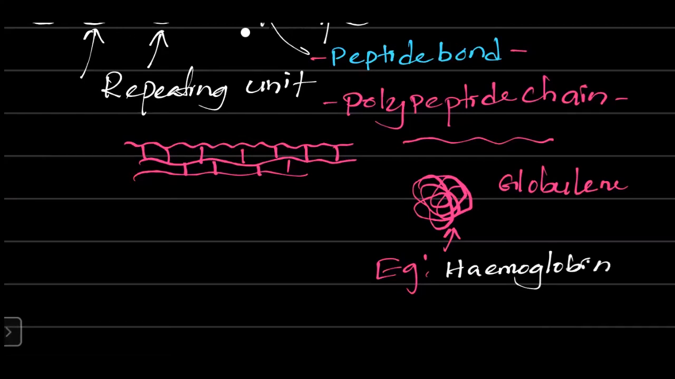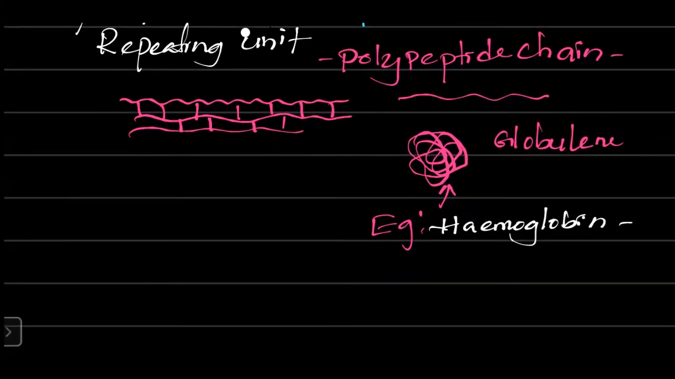There are plasma proteins: albumin, globulin, fibrinogen. And there's a non-plasma protein, hemoglobin, which exists in the red blood cell. Hemoglobin is in the red blood cell and its function is oxygen transport. So it's a red colored protein, a globular protein.